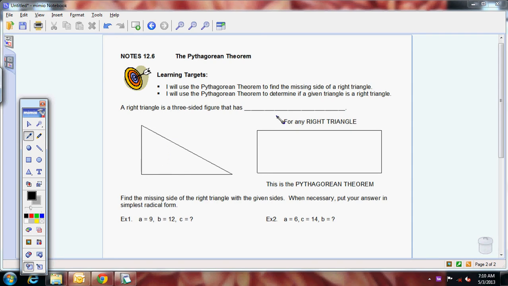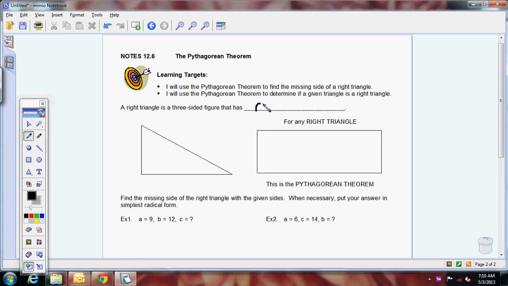So a right triangle is a three-sided figure that has a right angle. You guessed it. So when you're looking at triangles, if you see a little box that marks a right angle, then you know it's a right triangle. So for example, this is a three-sided figure. This right here would be a right angle. So this is a right triangle. Remember, a right angle means it's 90 degrees.